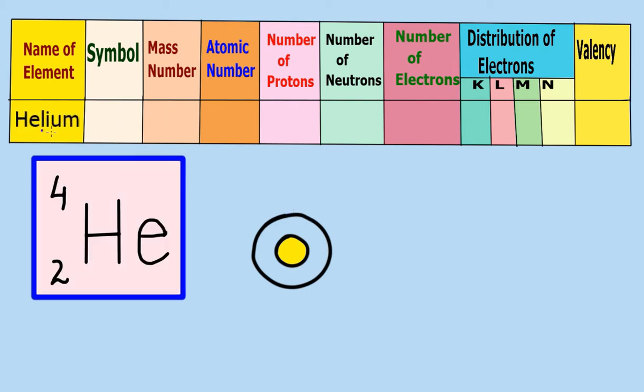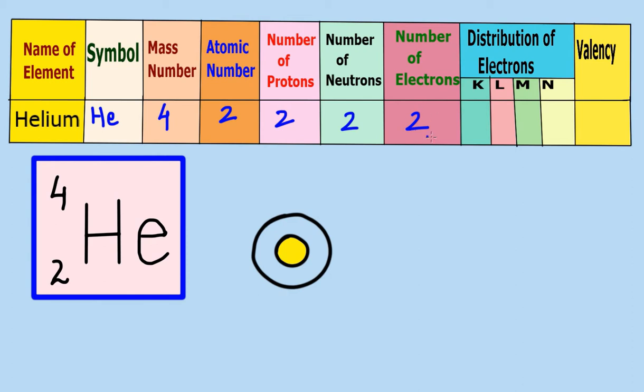Let's discuss helium now. What is the symbol of helium? It is denoted by a capital H and small e. What is its mass number? Mass number is 4. Atomic number is 2. Atomic number is equal to number of protons is equal to number of electrons. So 2 electrons, 2 protons. Number of neutrons is equal to mass number minus number of protons. So 4 minus 2, 2 neutrons are there.